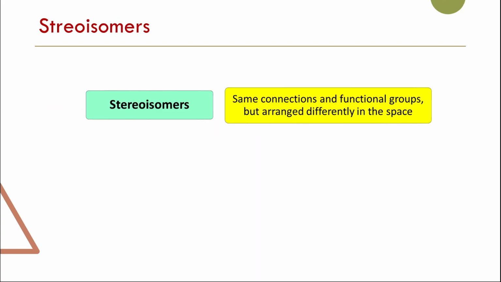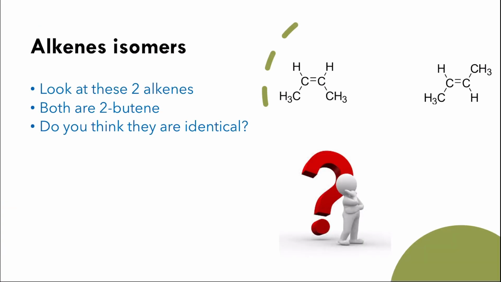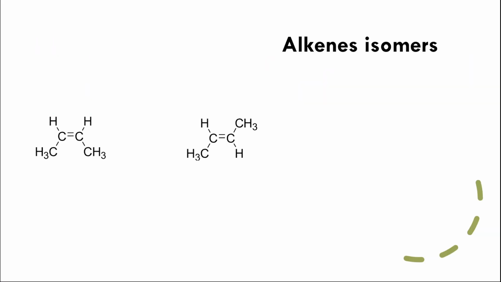What about the stereoisomers? Stereoisomers will have the same connections, will have the same functional group, but they will be arranged differently in space. So let's look at alkenes isomers. So the E and Z isomers of alkenes. We have here two different butene. These two are 2-butene. We have 2-butene, one, two, three, four carbon atoms in each. So when you look at these two, both of them are 2-butene. Are they identical? Actually, these two are not identical.